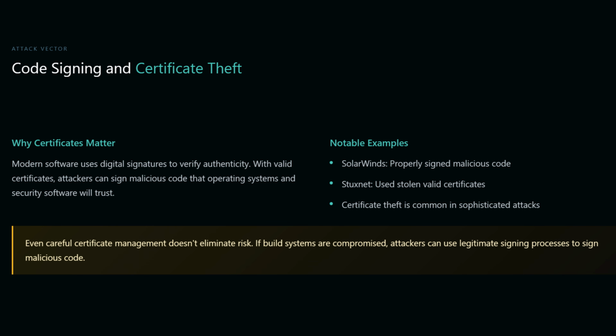Modern software uses digital signatures to verify authenticity, but code signing only works if the signing certificates themselves remain secure. Attackers specifically target signing certificates during supply chain attacks. With valid certificates, they can sign malicious code that operating systems and security software will trust as legitimate. The SolarWinds attack included properly signed malicious code. The Stuxnet attack used stolen valid certificates. Certificate theft is a common component of sophisticated supply chain attacks.